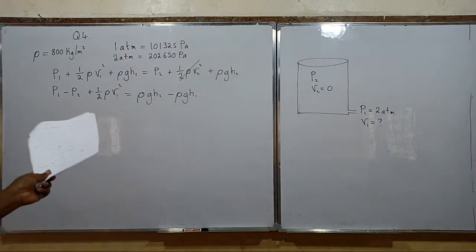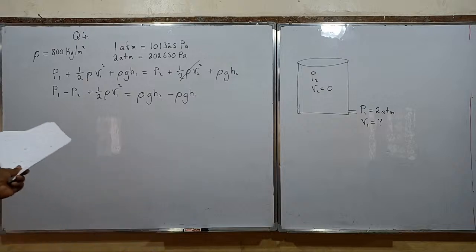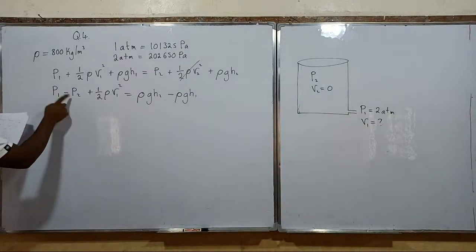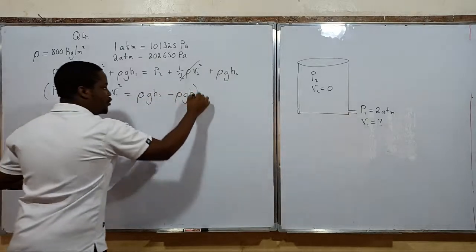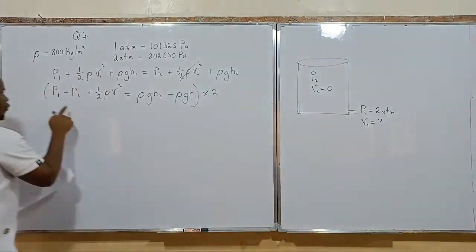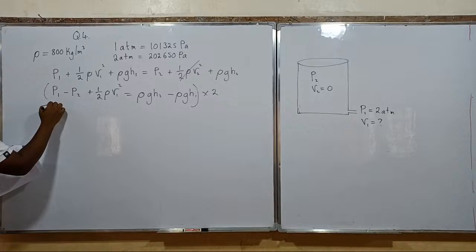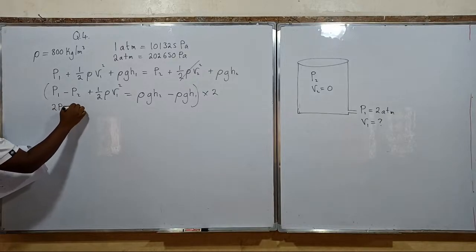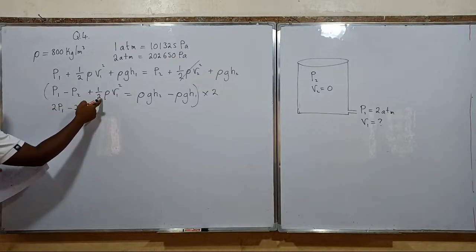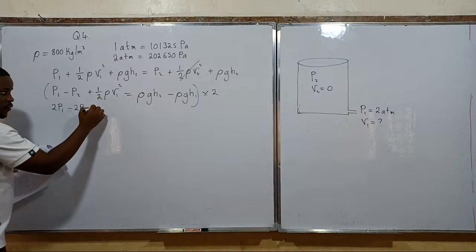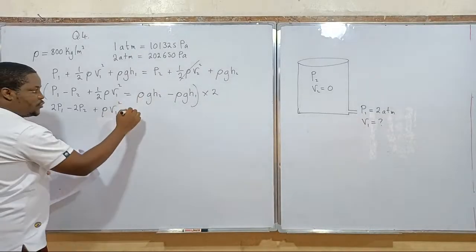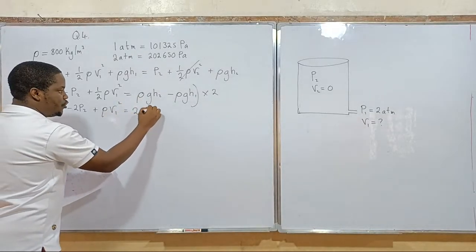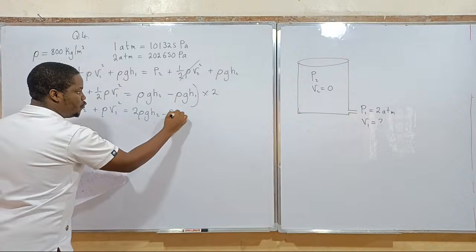We don't divide, we multiply. Multiply everything by 2. So if we multiply this by 2, this by 2, this by 2, this half will cancel out, right? So let's multiply the whole equation by 2. If this multiplies by 2, what do we get? 2p1 minus 2p2. This times 2, the half will cancel. So plus rho v1 squared, like that, times 2 rho gh2 times 2 rho gh1.